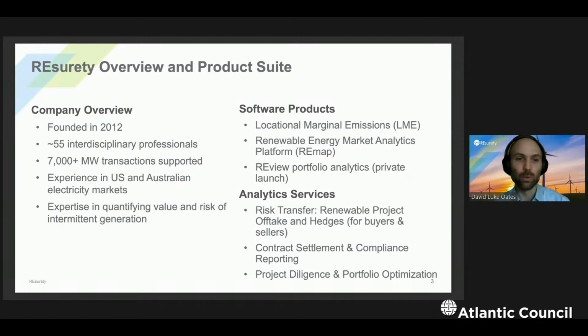A lot of the work that we do revolves around understanding the risk and variability around variable renewables like wind and solar. Some of that is focused on the financial risk, and some is on the carbon side, as we'll discuss today. We have 3 software products, LMEs. We also have a map-based tool called Remap that allows our customers to understand the value of clean energy at different locations in the US based on the locational resource availability and locational power prices, and Review, which helps customers understand the value of their clean generation portfolios. We also have some analytics services that are a little more project specific, a little more hands-on, but I won't talk much about those today. So that's REsurety.